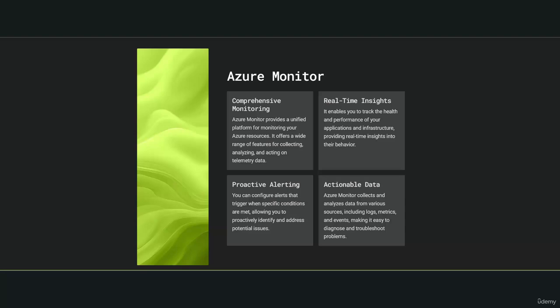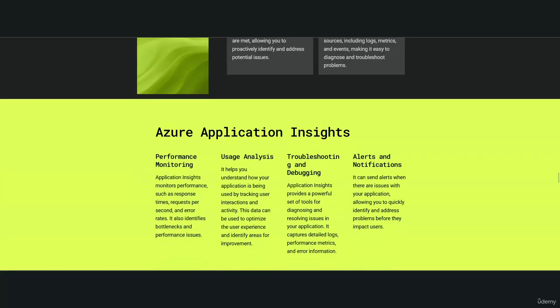It offers a wide range of features for collecting, analyzing, and acting on telemetry data. Real-time insights. It enables you to track the health and performance of your applications and infrastructure, providing real-time insights into their behavior. Proactive alerting. You can configure alerts that trigger when specific conditions are met, allowing you to proactively identify and address potential issues. Actionable data. Azure Monitor collects and analyzes data from various sources, including logs, metrics, and events, making it easy to diagnose and troubleshoot problems.